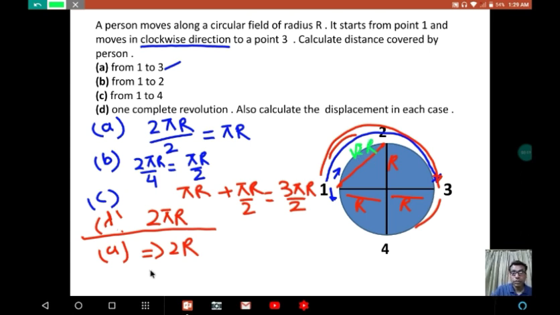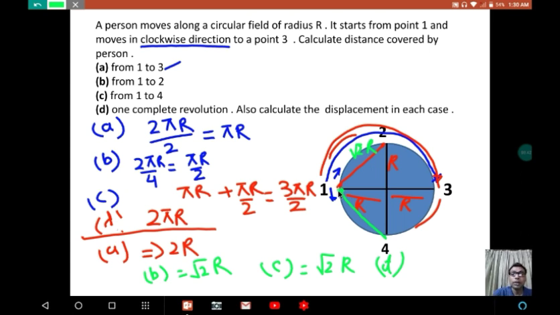So in this case we can say the B is under root 2r. 1 to 4 again, you can say we have to calculate this very length. So this is the same, under root 2r. Now the last part of this, for complete revolution, as the initial and final points both are same.